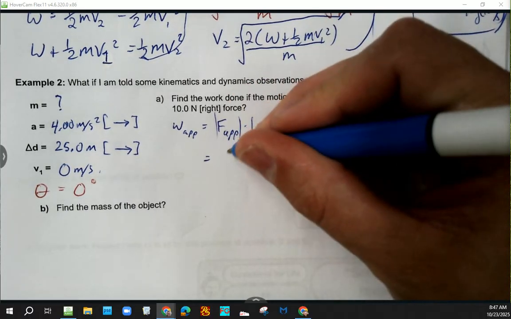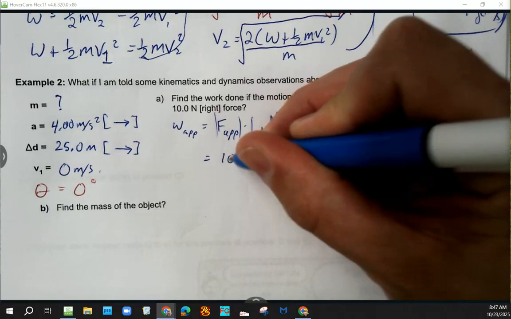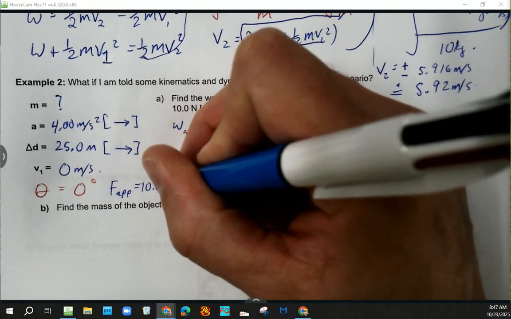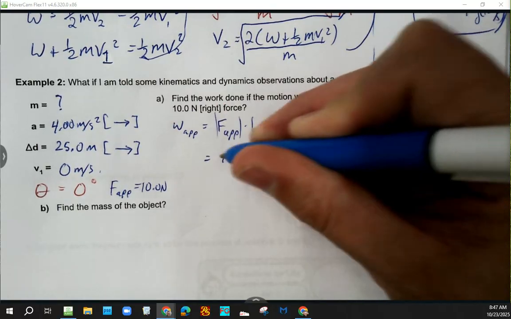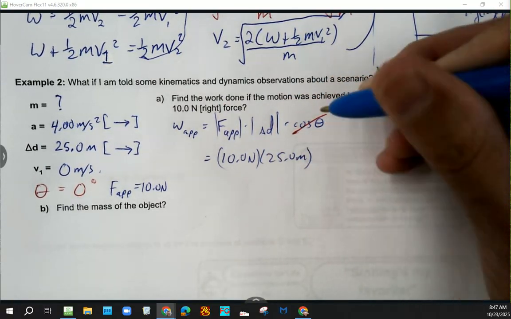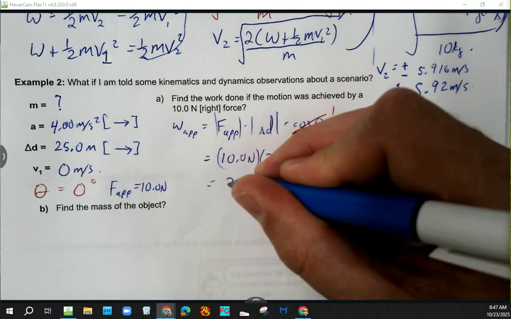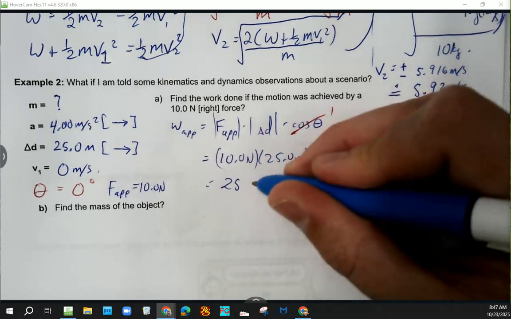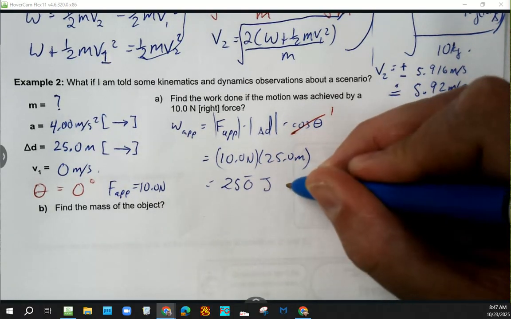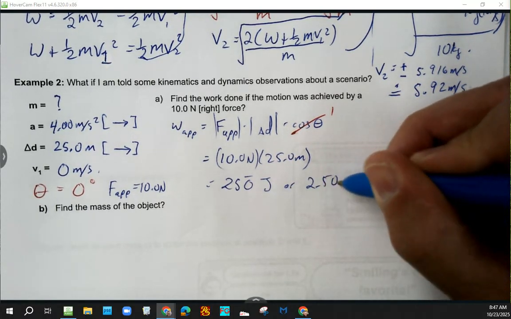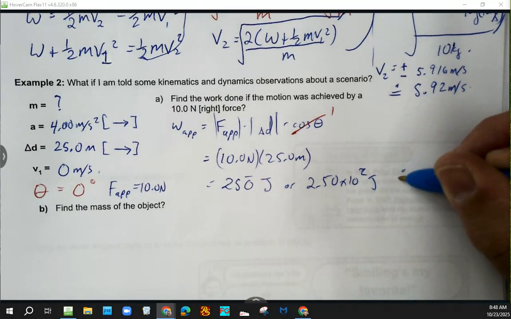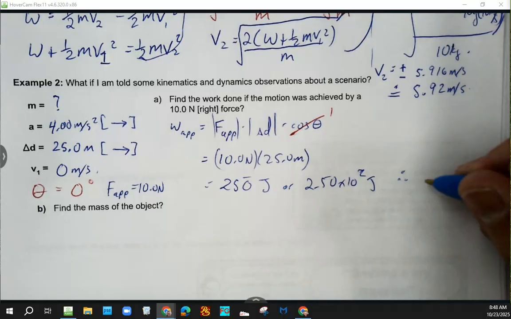F applied is going to be 10 newtons. Oh, we should have put that in because we just got given that information. 10.0 newtons times delta D, 25.0 meters, 250. Line over the 0 to show that it's significant. Joules, or 2.50 times 10 to the power of 2 joules. All good. And we could write a little therefore statement to summarize it in context. But I want to move on to the next one.